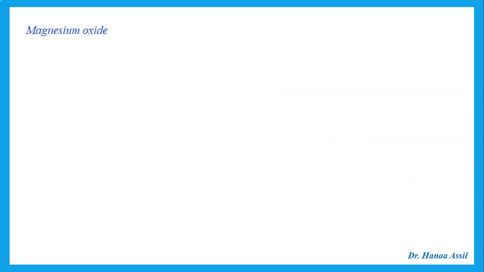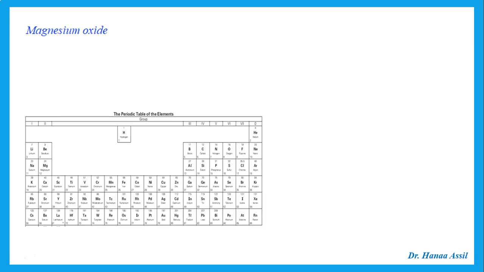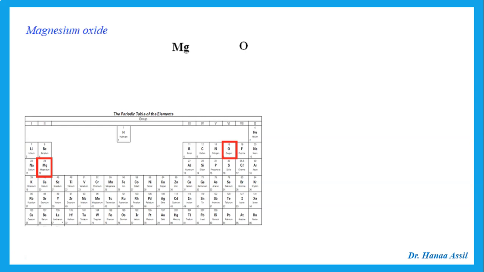Let's try again. Let's try to draw a dot and cross diagram for magnesium oxide. Again, what's the first thing we should do? Look at the periodic table. Where is magnesium and where is oxygen? Oxide is oxygen. So magnesium and oxygen. We first write the symbols, Mg and O. And then we look again at the periodic table. How many electrons in the outer shell of magnesium and how many electrons in the outer shell of oxygen? I'm going to remind you again that the number of the group is the number of electrons in the outer shell.